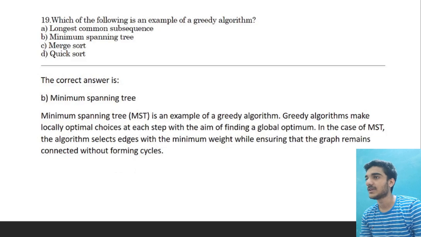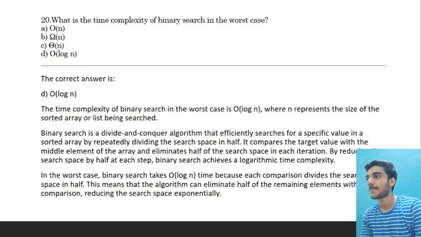Next, which of the following is an example of a greedy algorithm? And the correct answer is minimum spanning tree. A greedy algorithm makes a locally optimal choice at each step with the aim of finding the global optimum. In the case of MST, the algorithm selects the edge with the minimum weight while ensuring that the graph remains connected without forming cycles. Next question. What is the time complexity of binary search in the worst case?